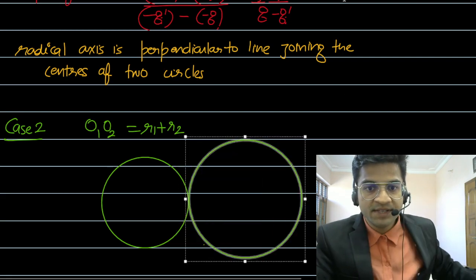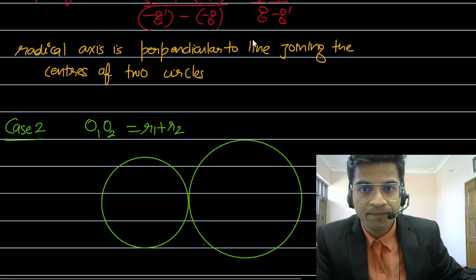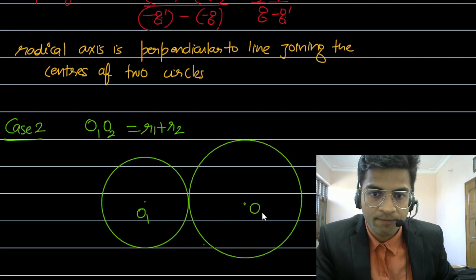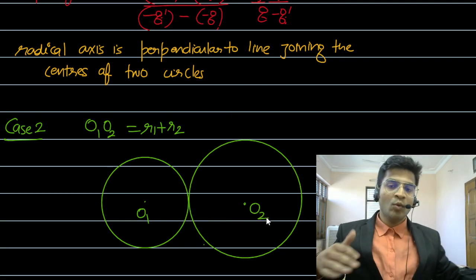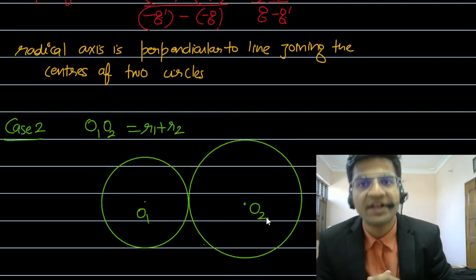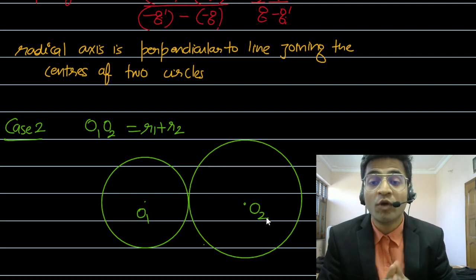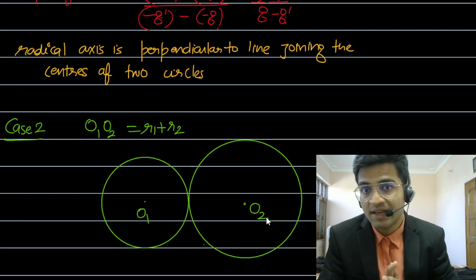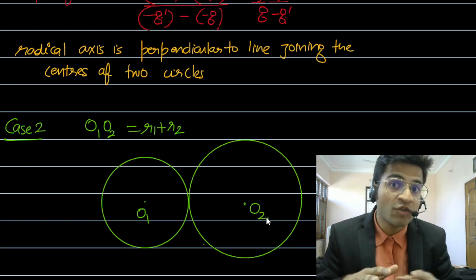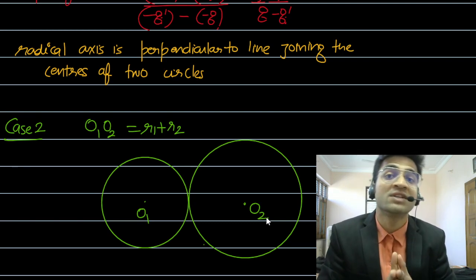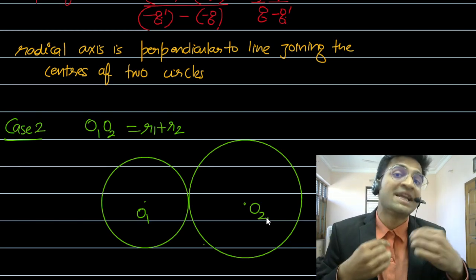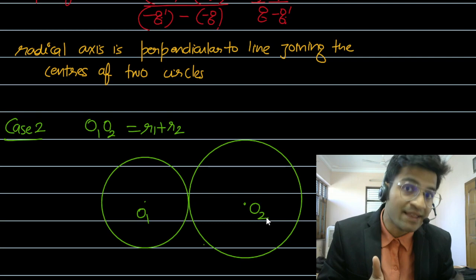So distance between centers, this is O1 O2. Now see, what is the significance of radical axis over here, or what will be the line of radical axis, where it will lie. So radical axis is the locus of point from which tangents drawn to two circles are equal in length. Okay, radical axis is the locus of point from which tangents drawn to two circles are equal in length.